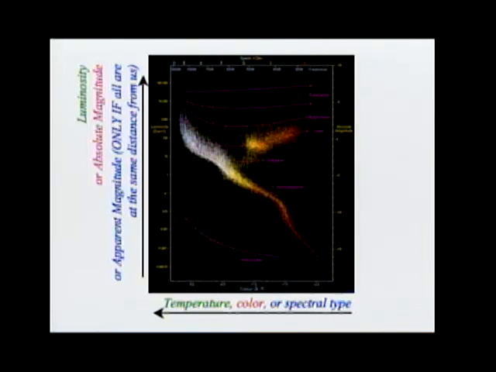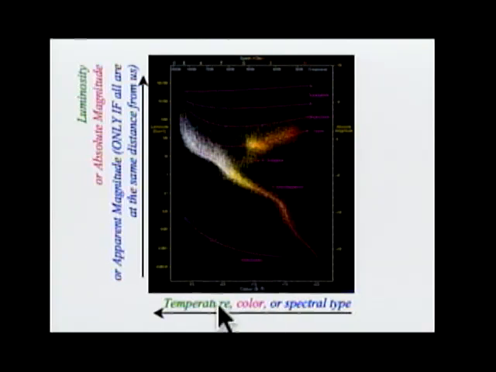So the HR diagram is a plot that shows temperature in the lower axis, or color, which is also a measurement of temperature, or spectral type, which is also a measurement of temperature. And in the y-axis, it shows luminosity, or absolute magnitude, or apparent magnitude if all the objects are at the same distance from us. Those are all measurements of how bright the star is.